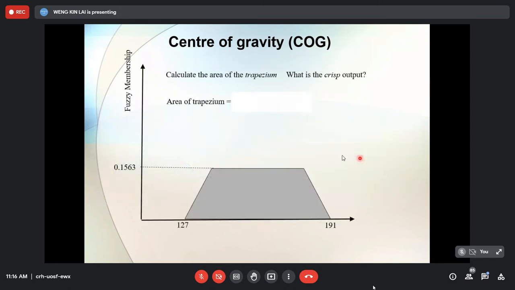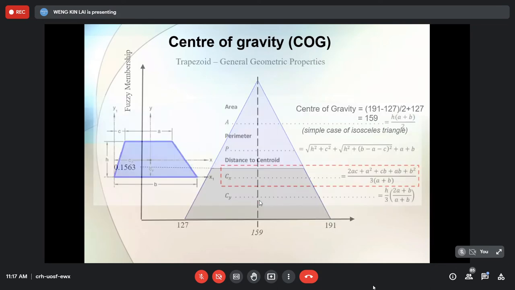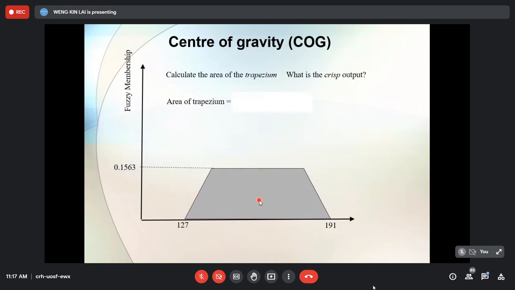Now, we calculate the area of the trapezium. In this case, you can see both sides are quite hard. We're back to our early example of our isosceles triangle, same thing. Now I only cut the trapezium, the trapezoid area. So what is the crisp output from this area?